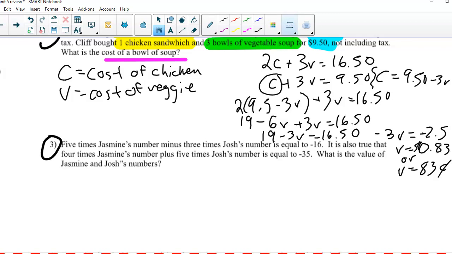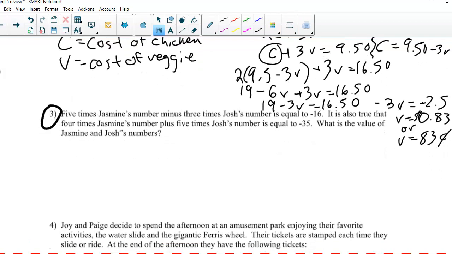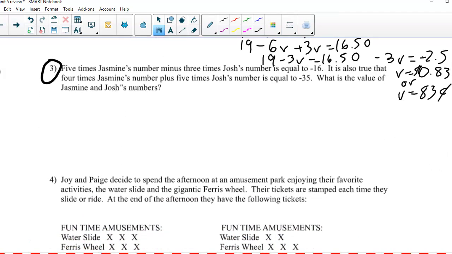So remember, anytime you're looking for cost, you can have decimals. But if you're looking for amounts, you really shouldn't have decimals. And then in this case, we aren't asked to find the cost of the chicken sandwiches, so we don't need to do anything further. The vegetable soup. We were looking for the cost of a bowl of soup.